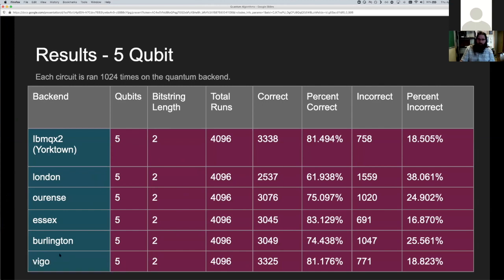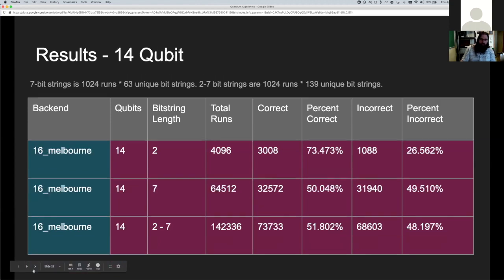Most of them were 5-qubit backends, which really isn't a lot to do much other than a 2-bit string, because you have to remember you have to use bits for control and bits for data. So that limits you to 4 qubits right there. And then there is a 14-qubit machine in IBM Q. For whatever reason, it's called 16 Melbourne, which made me think 16 qubits, but regardless, it is a 14-qubit machine, and I can do up to about 7-bit strings on it.